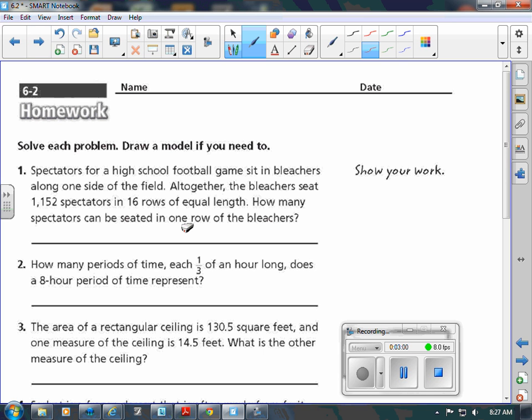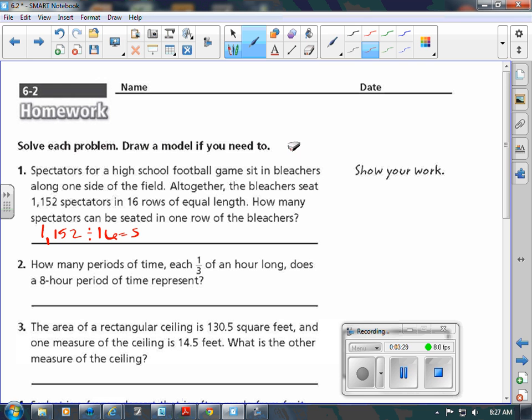Okay, so this next one, we have a spectator for a football game. We've got bleachers, one side of the field. Altogether, the bleachers seat 1,152 spectators. There are 16 rows of equal length. How many spectators could be seated in each row? So as you work this, your solution equation would be 1,152 divided by 16 equals S, spectators, right?